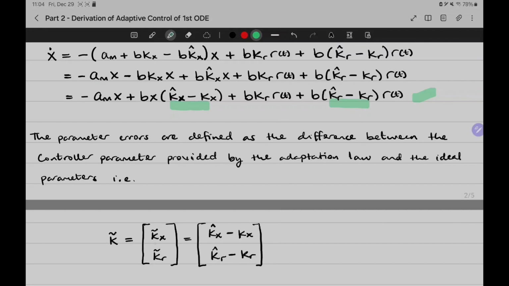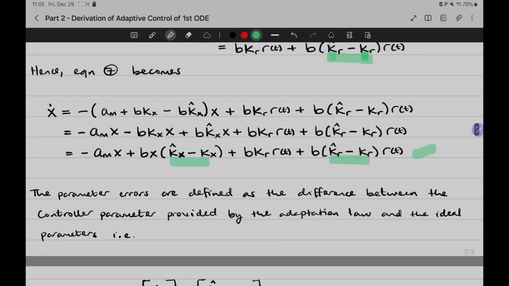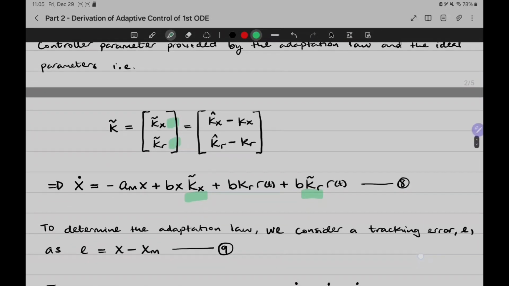And essentially what it's saying is this is how I'm going to represent this term. It's going to be kx tilde and kr tilde. And then that's what you get there, and you just make that substitution. So this equation is basically the same as this one. The only difference is you now use this to simplify the equation.